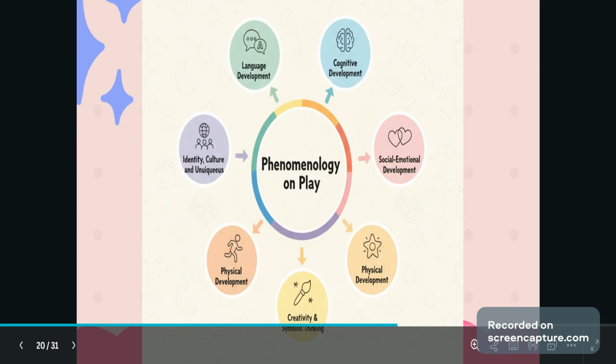You are seeing now the diagram of phenomenology on play and how it supports the child's development. We have here cognitive development. It's about the thinking and problem solving. So when teachers use phenomenology to observe play, they pay close attention to how children think, explore, and make sense of problems in their own way. Play becomes a window into children's logical reasoning, curiosity, and persistence.